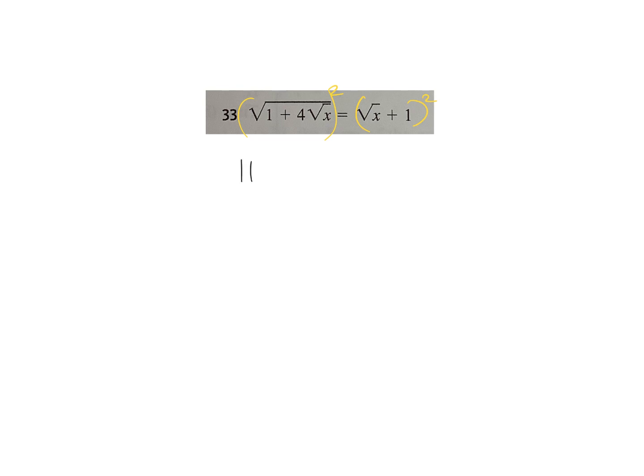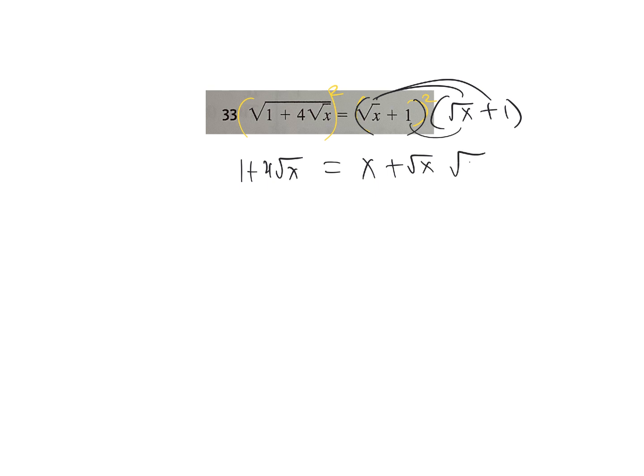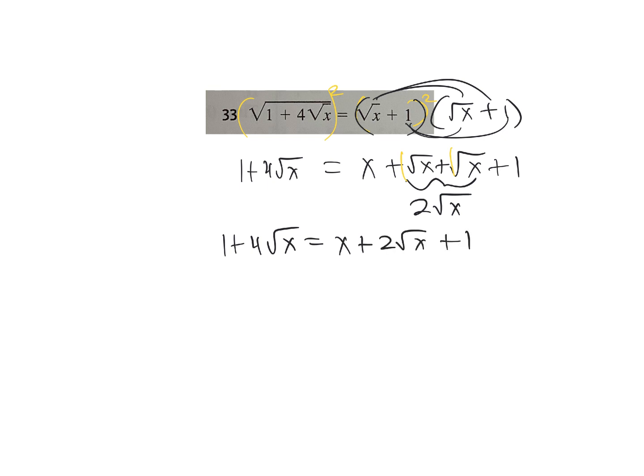What do we have here? 1 plus 4 square root of x. And go ahead and square this so you can see what's happening here. All right, so that's going to be x. That's going to be the square root of x. That's the square root of x. And that's plus 1. These two go together as 2 square root of x. Remember, same radicals, add the coefficients. All right, now what do we have here? 1 plus 4 square root of x equals x plus 2 square root of x plus 1.